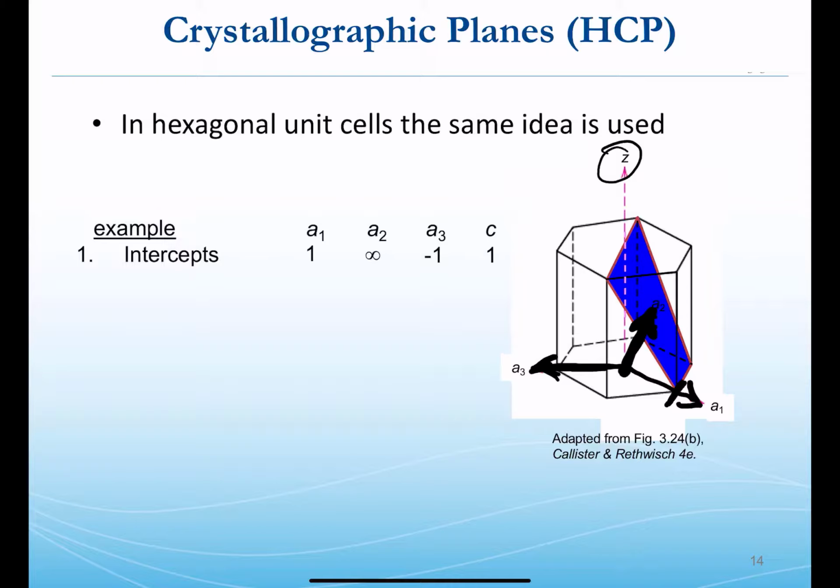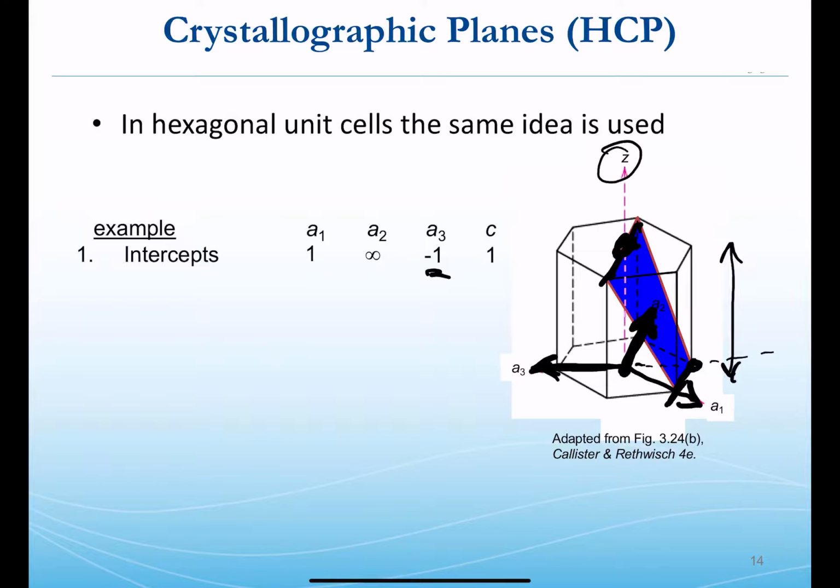And then it intersects the A3 at -1, so we would have to access the negative space here for that intersection point of that plane. Okay, so -1 value there. And then the whole unit cell is C tall, so we finally have the plane intersect up here on that Z axis with 1 value there.